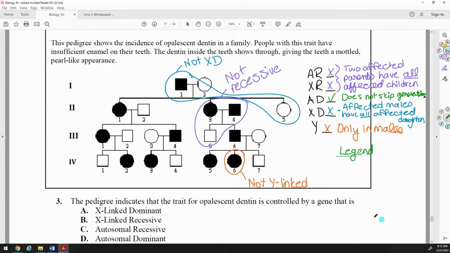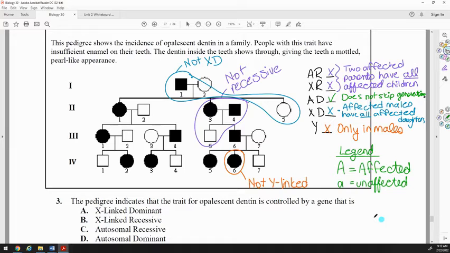Let's write the legend for this. Because we said it is autosomal dominant, we're not going to use any X's in our legend. We're going to use capital A to represent the affected individuals because it's dominant, and lowercase a to represent the unaffected individuals. Next, we will apply this to the pedigree.